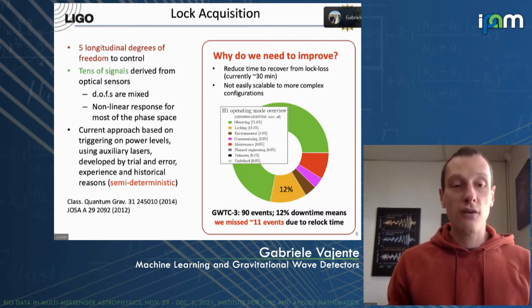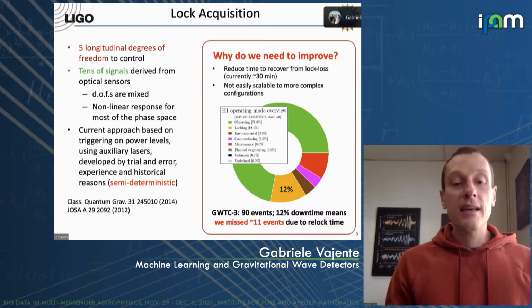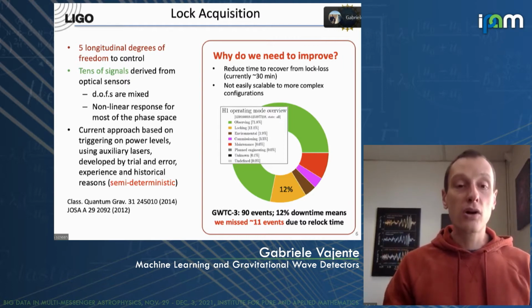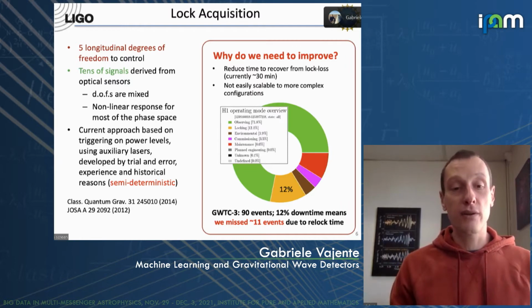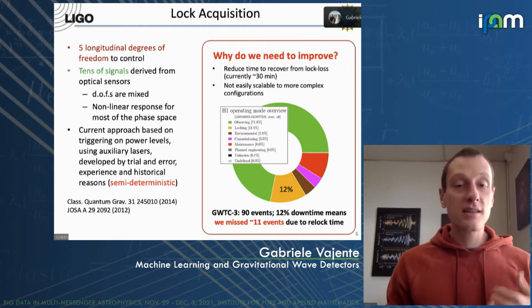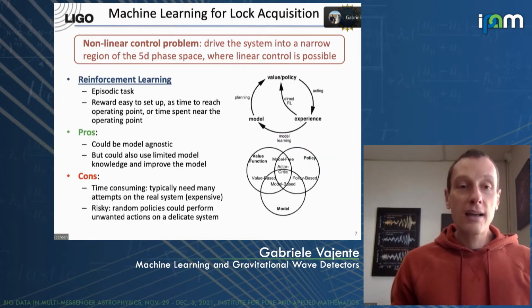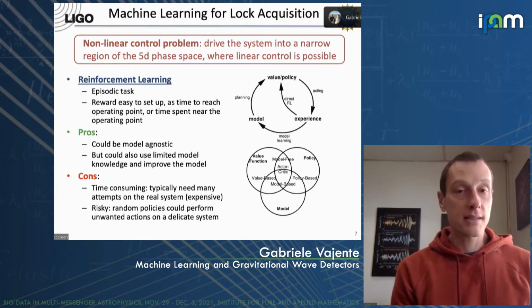So it is useful and interesting to improve this, to find new ways to do the lock acquisition, because we might just have more uptime. And also the current configuration is not really easily scalable to more complex and future interferometer configurations. So it would be ideal to have a more deterministic and more systematic approach to the lock acquisition. So how can machine learning help with this?